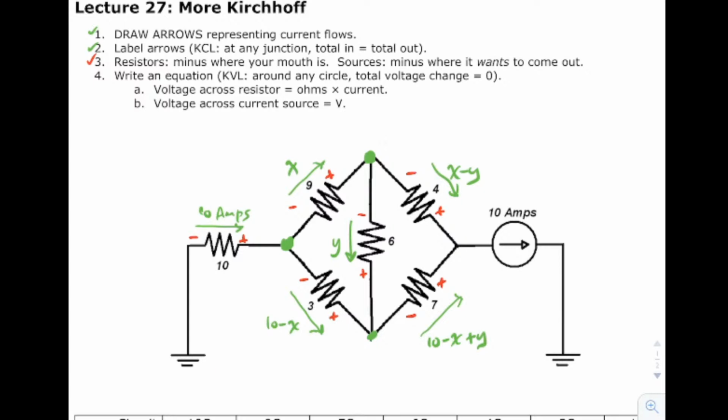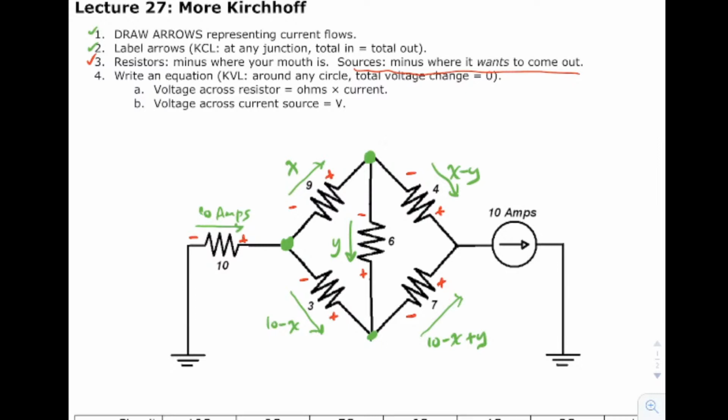And this is not a resistor over here. This is a source. And you do sources differently. Sources are done differently from resistors. Sources, the minus goes where it wants to come out. I'm pumping the electrons out there. That's where I put the minus. That's where I put the plus.